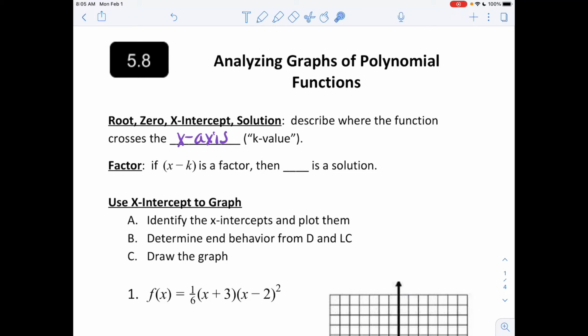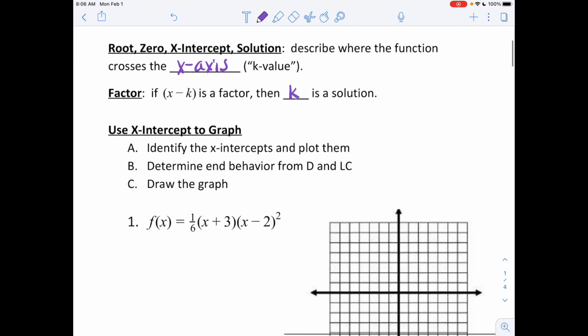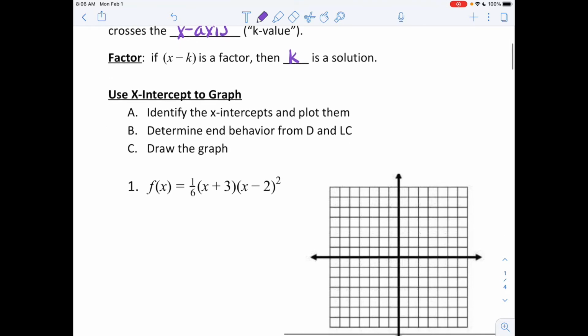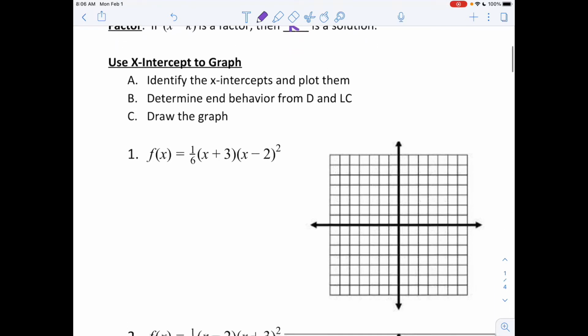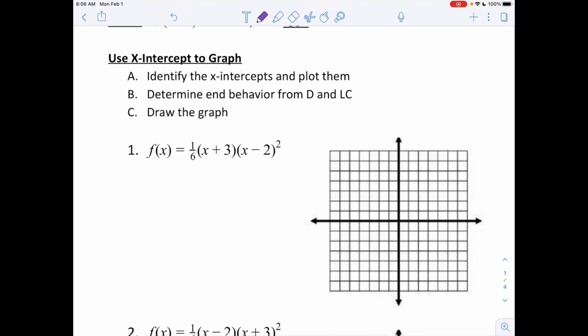Remember that whenever we're doing synthetic division, that is the k value that we are talking about, because our factors are x minus k. So if x minus k is a factor, then that means that k is a solution to our polynomial. So we are going to use the x-intercepts of our graph in order to graph some polynomial functions first. So the steps for doing that are identifying the x-intercepts and plotting them, and then determining the end behavior from our degree and lead coefficient.